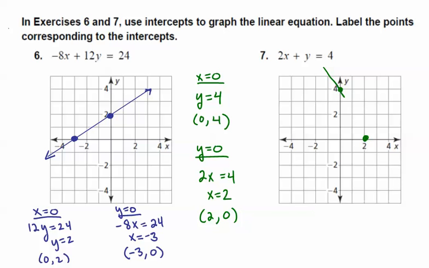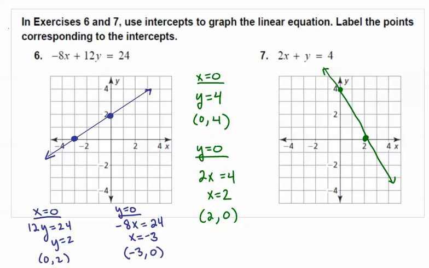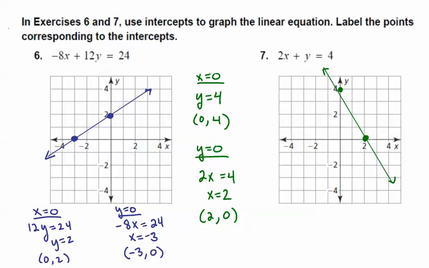And draw our line through those 2 points. And so we've graphed the line there.